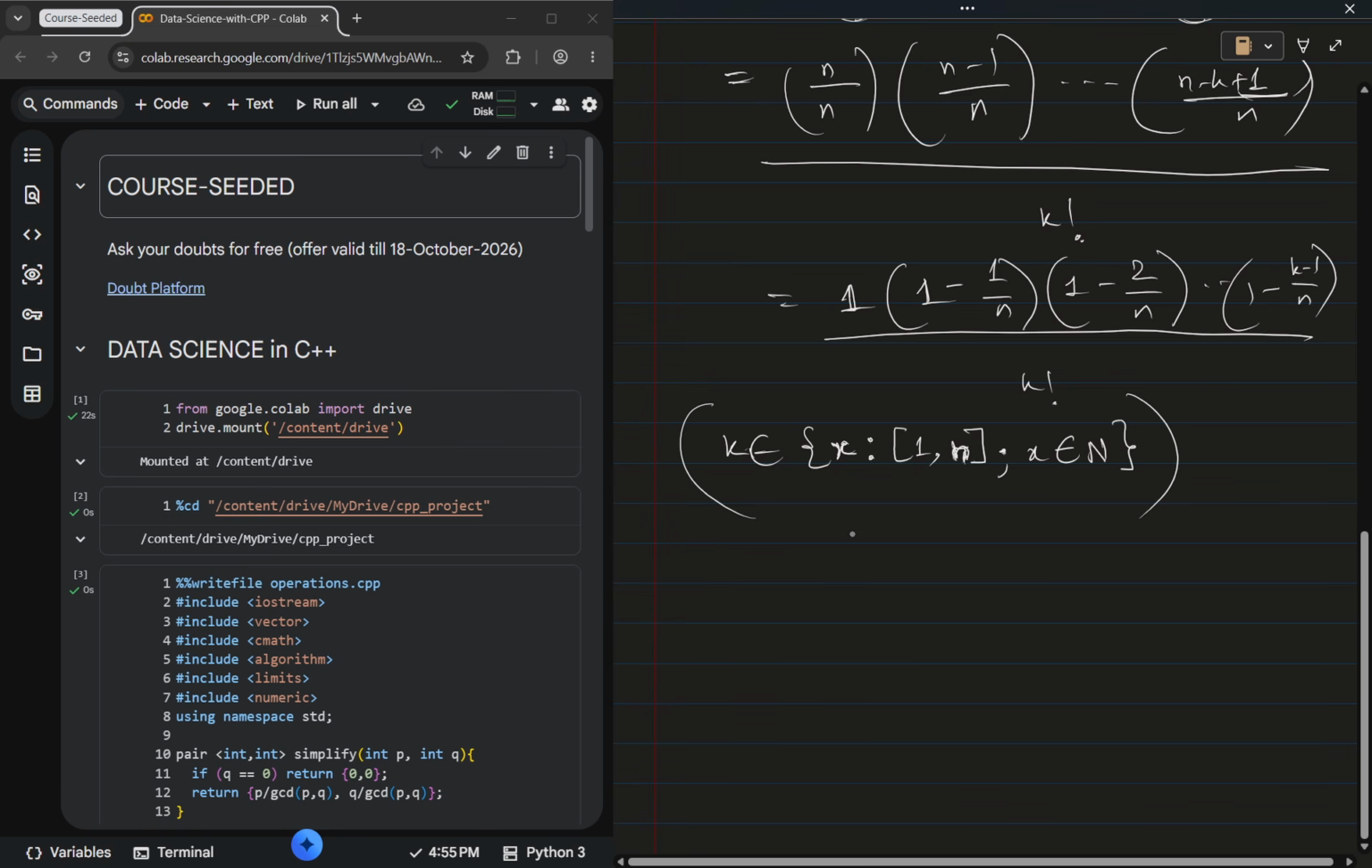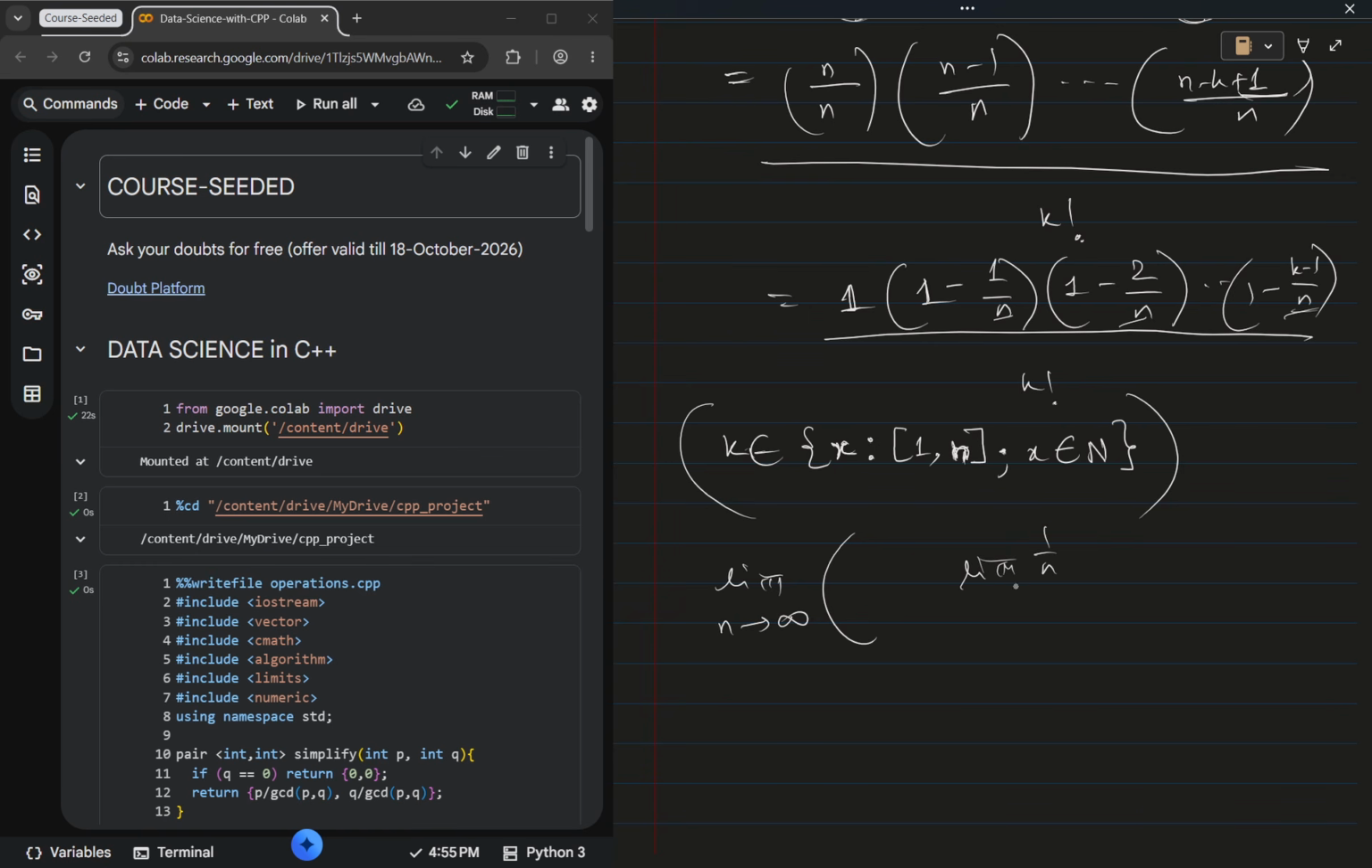So we are left with this. Basically the limit, let's say n tending to infinity, for this specific coefficient. For this specific coefficient, you can just say that 1 by n and 2 by n are tending to 0, because the limit n tending to infinity of 1 by n is actually 0. So you can completely write this as 1 by k factorial.